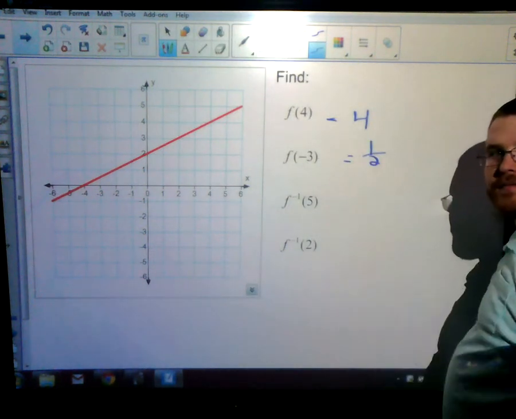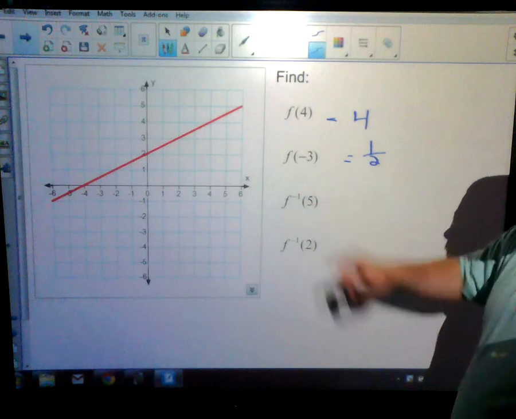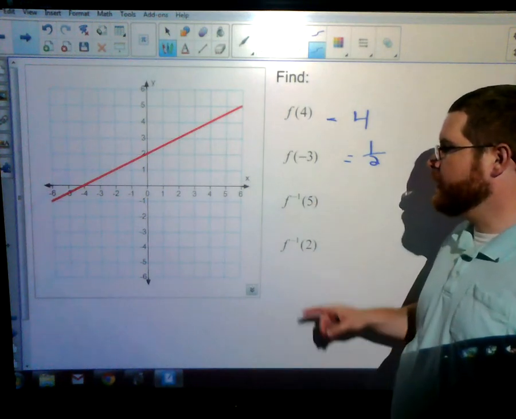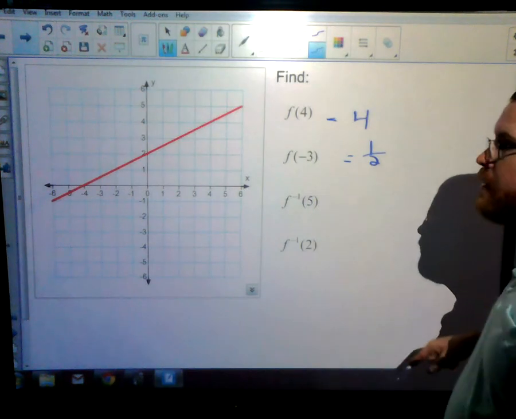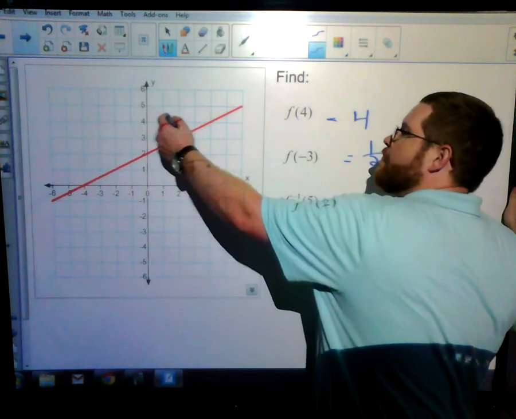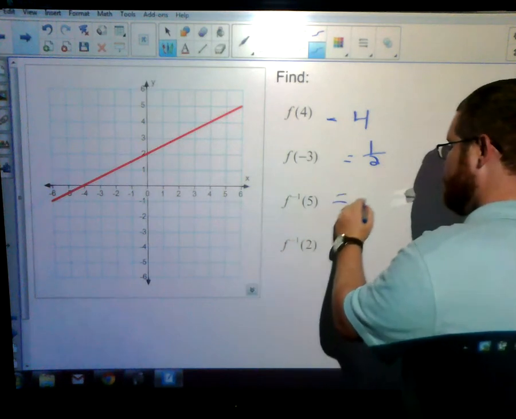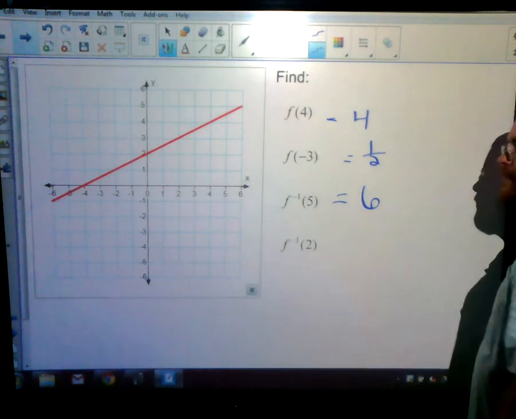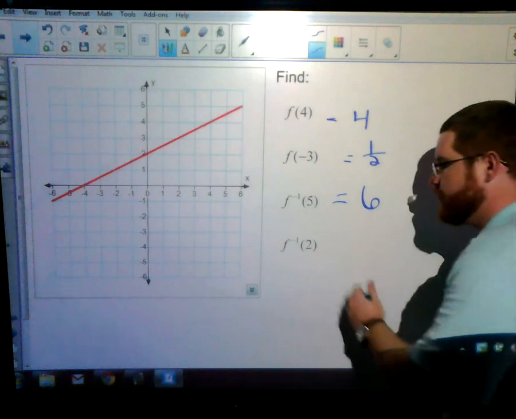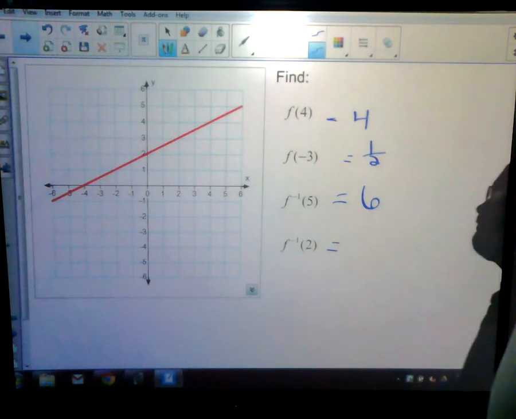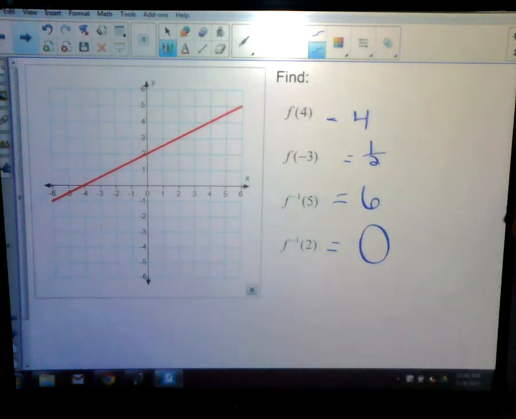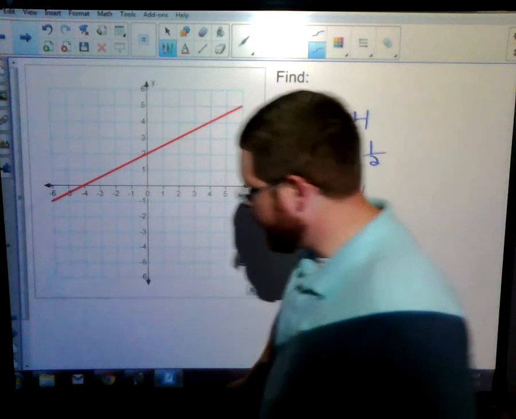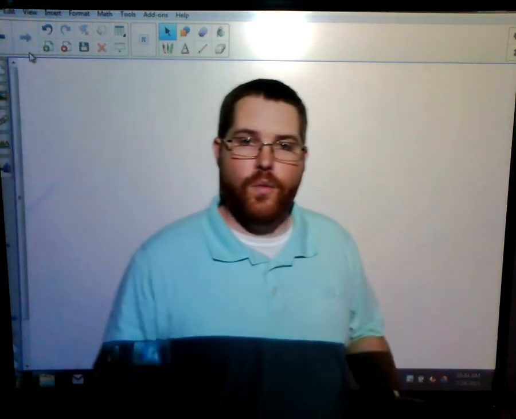It's 1/2. What about f inverse of 5? This means what x value has a y value of 5. So I go to the y value of 5 and look for the x value. It's 6. f inverse of 2. This means what x value has a y value of 2. So I go to a y value of 2 and I look at the x value. 0. If you take nothing else from today, remember that inverse means switch x and y and then solve for y.